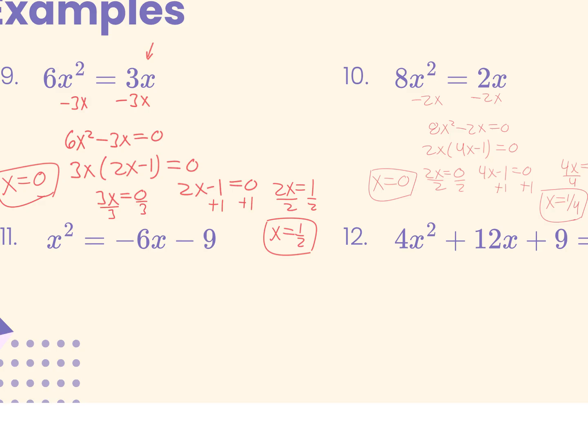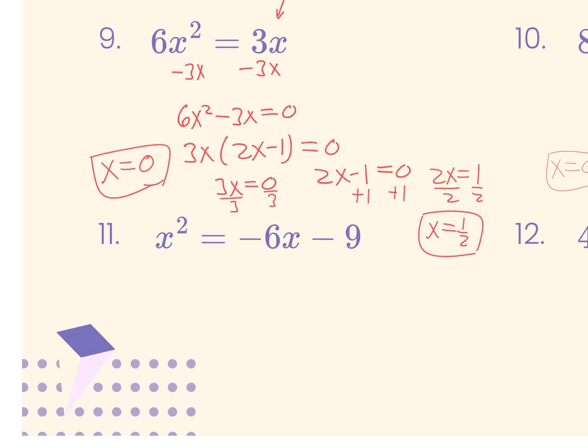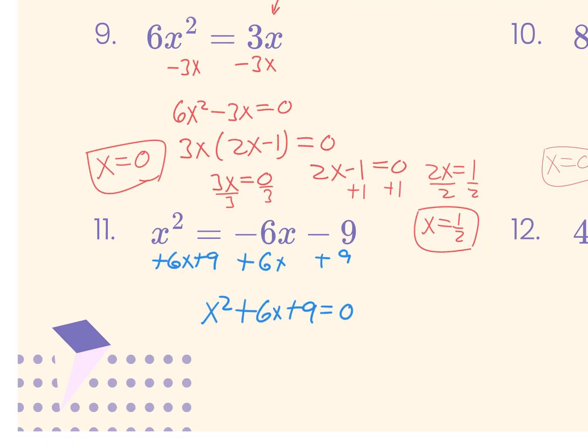All right, this next one, again, I want to get everything equal to 0. You could move the x squared, right? Maybe that's where your mind goes because you want to try to do fewer steps. But if I do negative x squared, then I get a negative in front, and you'd still have to divide by that negative. So I'm not going to do that. Instead, I would move everything that's on the right to the left. So I'm going to do plus 6x and plus 9. So then I get x squared plus 6x plus 9 equals 0.